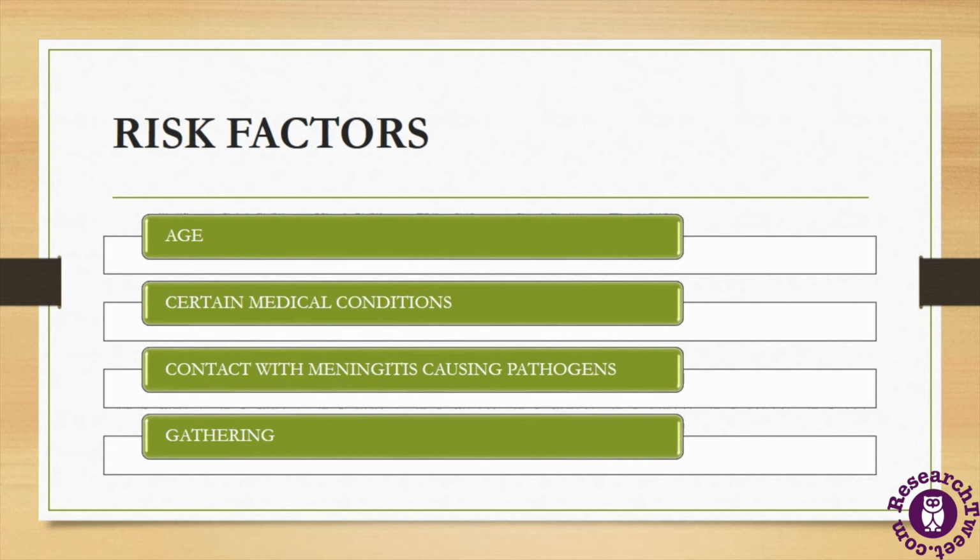If a person has an HIV infection or is suffering from AIDS, or has a cerebrospinal fluid leak, or does not have a spleen, this can increase the risk of bacterial meningitis. Another risk factor is contact with meningitis-causing pathogens. Microbiologists, geneticists, and other scientists and researchers who work in contact with these meningitis-causing pathogens or bacteria are at increased risk for bacterial meningitis.